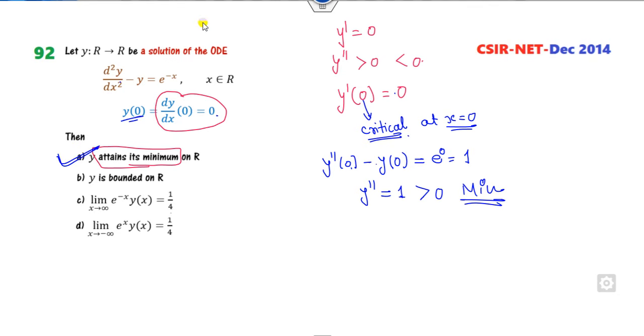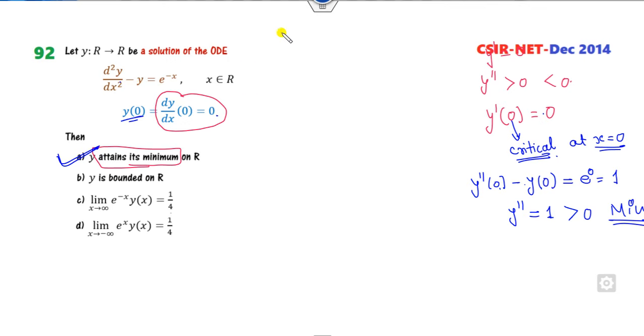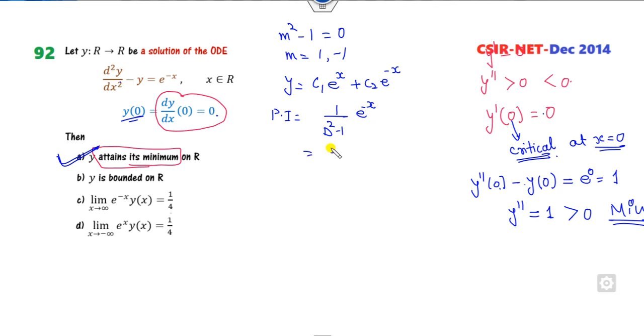Now you have to check whether y is bounded or not. How can you do it? We can simplify this. What is that? Auxiliary equation is m square minus 1, so m is 1 or minus 1. Solution is c1 e raised to power x, c2 e raised to power minus x. For the particular integral, I can write it as 1 over d square minus 1. I can multiply by x and differentiate, so it will be minus x by 2 e raised to power minus x.